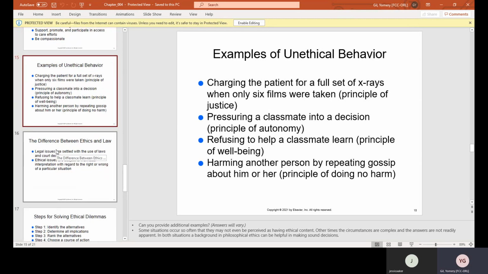Examples of unethical behavior: charging the patient for a full set of x-rays when only 6 films were taken, the principle of justice; pressuring a classmate into a decision, principle of autonomy; refusing to help a classmate learn is the principle of well-being. Harming another person by repeating gossip about him or her is the principle of doing no harm.